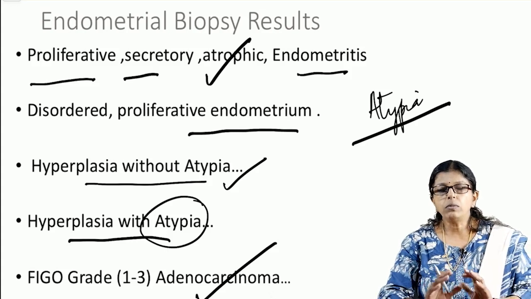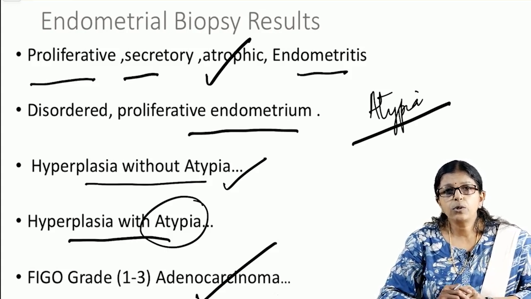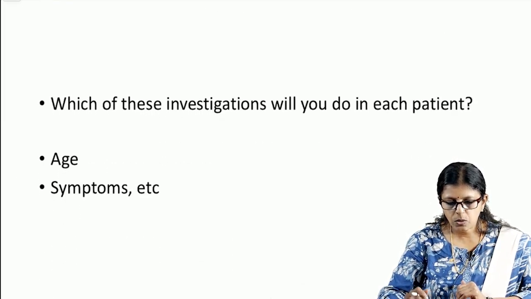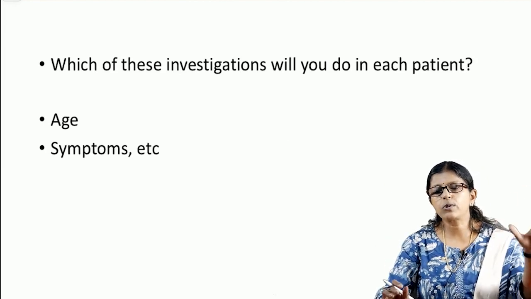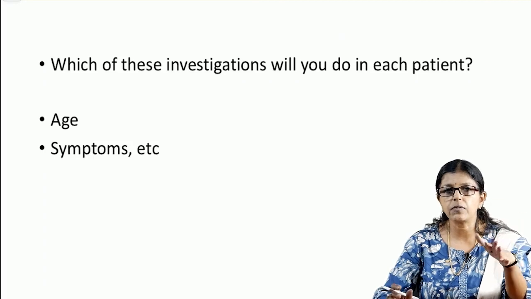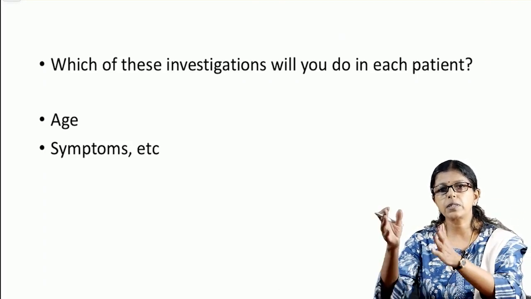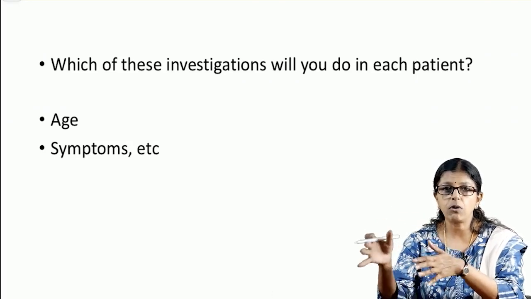So these are the various reports that you will get when you do the sample, and this is how you decide how to treat. Now, I've given you the battery of investigations. I've given you all those blood investigations. I've given you some imaging, which is TAS, TVS, transvaginal saline infusion sonography, Doppler, and then there is sampling, which can be either hysteroscopy directed sampling or not.